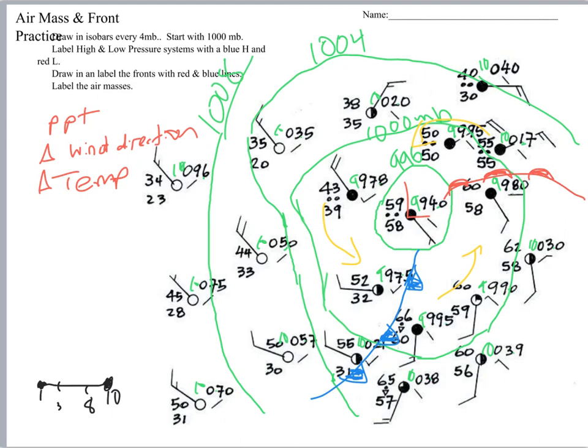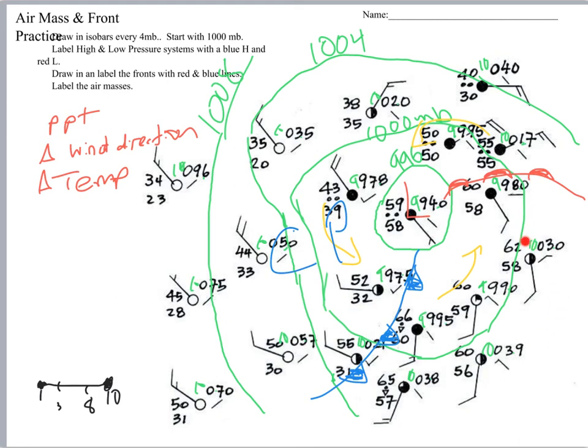And the last thing we need to do is label our air masses. Remember, cP means continental polar, mT means maritime tropical, etc. So if we take a look over here, our winds are coming from the northwest, and they're cold, and it's fairly dry. That's going to be our cP air mass.